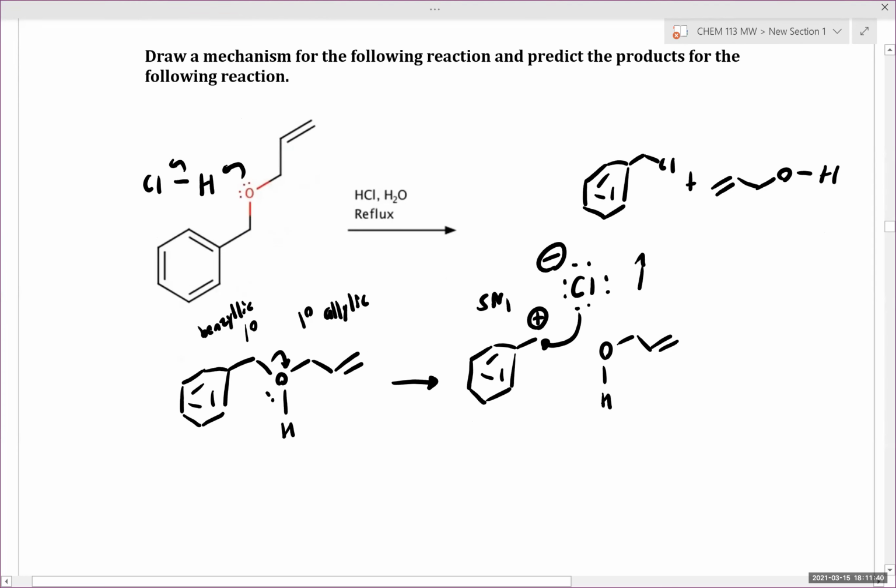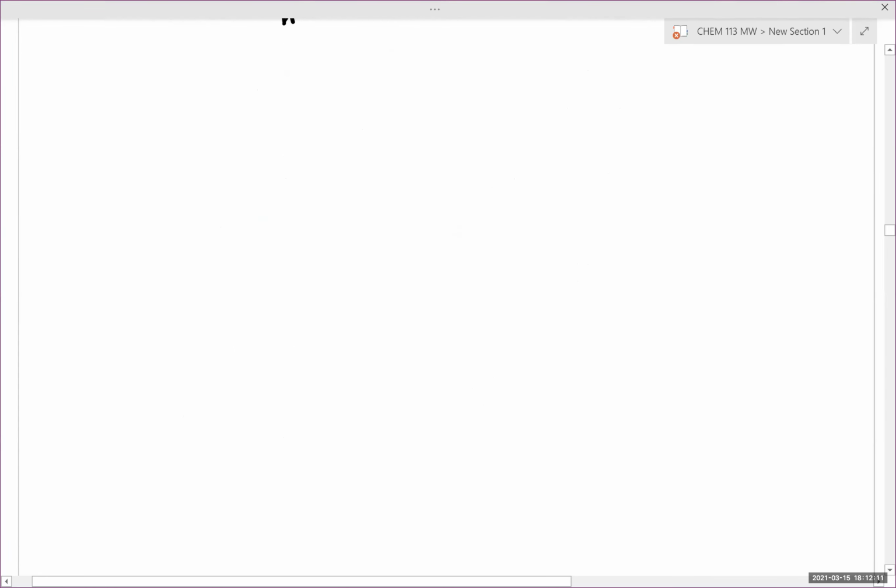Okay, in this case, we have a substrate that's benzylic or allylic. So as a result, we can generate a very stable carbocation. Thus, the reaction proceeds through an SN1 mechanism rather than an SN2 mechanism. Does that make sense? Yes, thank you. Perfect. Any other questions on this example? Okay, so let's keep going then.